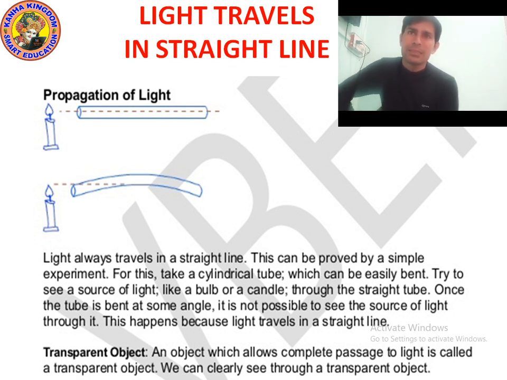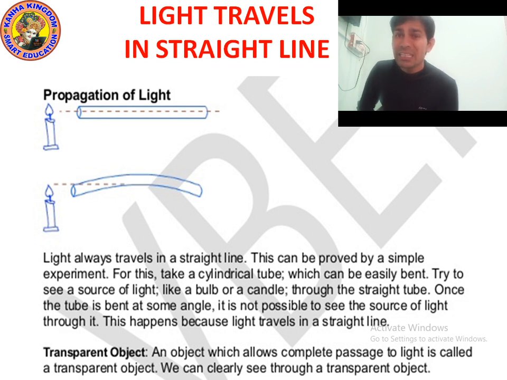So as you can see, you will take a cylindrical pipe, and bend the cylindrical pipe. Okay, and then you will take one candle. First of all, you need only two things: a candle and a pipe.